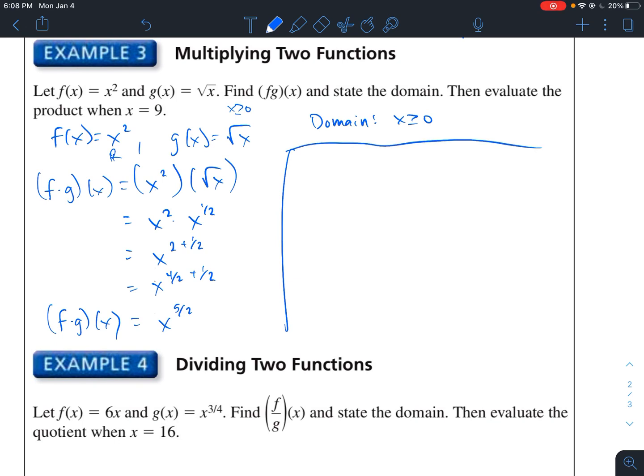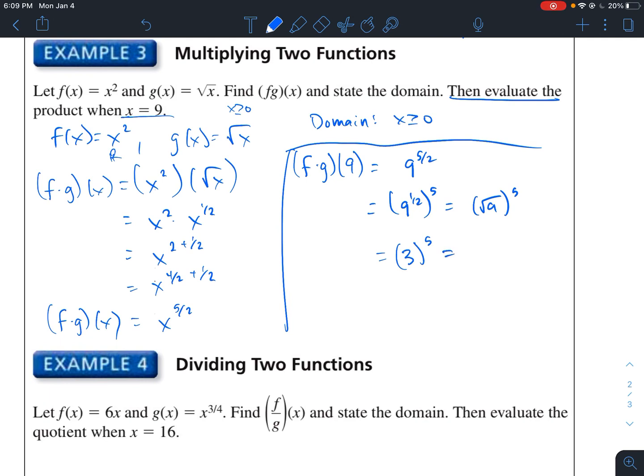Now, it wants us to evaluate it when x is equal to 9. So if I take f times g of x and plug in 9 for the function, this is equal to 9 to the 5 halves power. Using my rules and my properties, I can rewrite this as 9 to the 1 half power to the 5th power, and 9 to the 1 half power is the square root of 9, to the 5th power. Square root of 9 is 3, so I have 3 to the 5th power, and this is equal to 243.